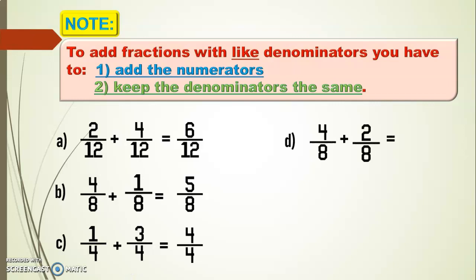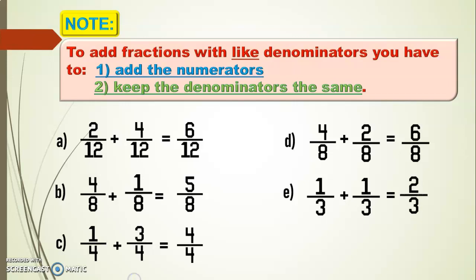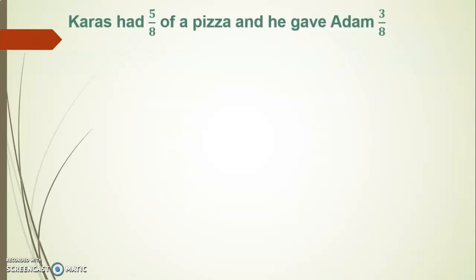Number D, 4 over 8 plus 2 over 8. 4 plus 2 is 6 and we will keep 8. It will be 6 over 8. Number E, 1 over 3 plus 1 over 3. It will be 1 plus 1, 2 and we will keep 3. It will be 2 over 3. Number F, and the last one, 3 over 10 plus 6 over 10. 3 plus 6 is 9 and we will keep 10. It will be 9 over 10.